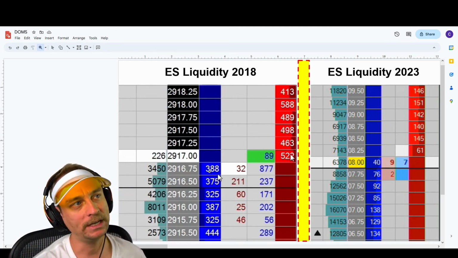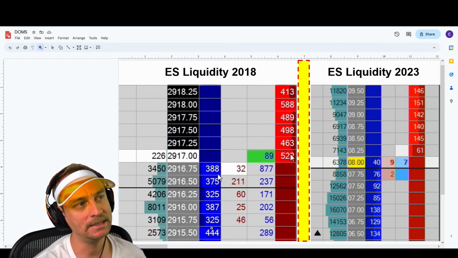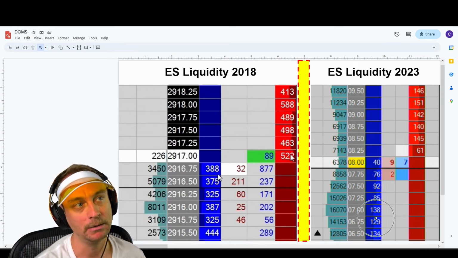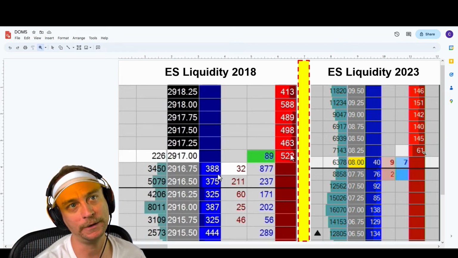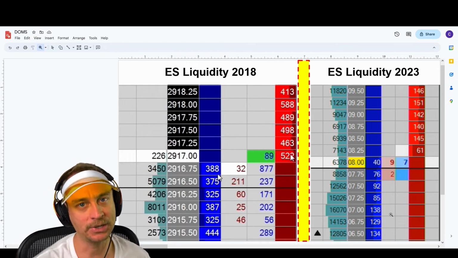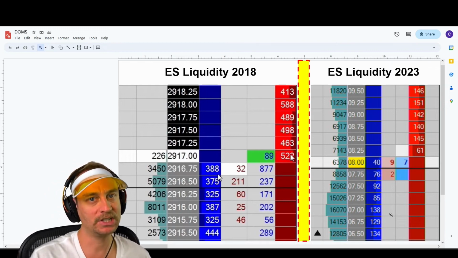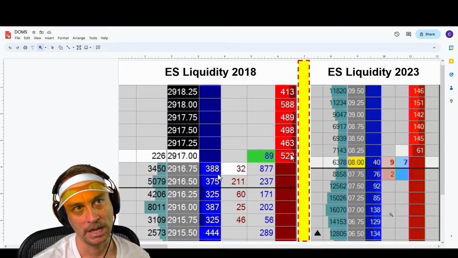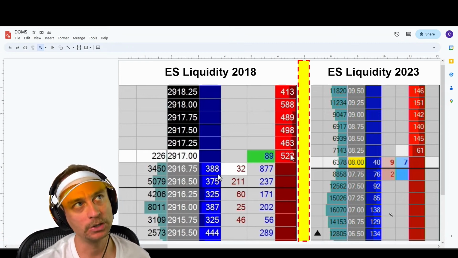So back in 2018, you can see that the bids were roughly around 300 to 400, even 500 on the offer, versus today. You're not seeing 300, 500, 400 bid. You're seeing about 150, even in the 40s, 70s, 60s. That is liquidity. There is less liquidity on the bid and offer now than there was in 2018.